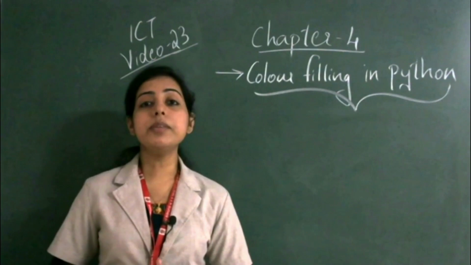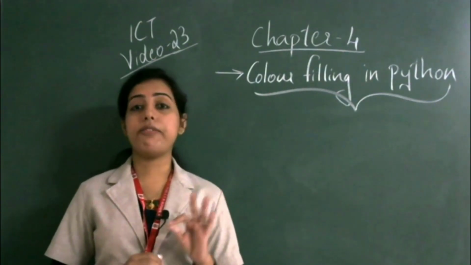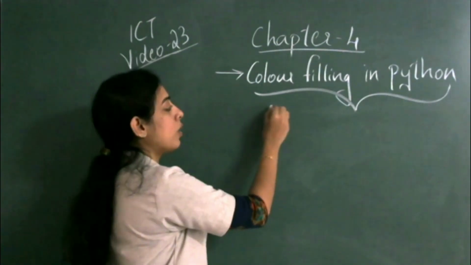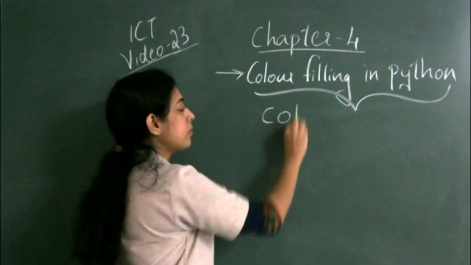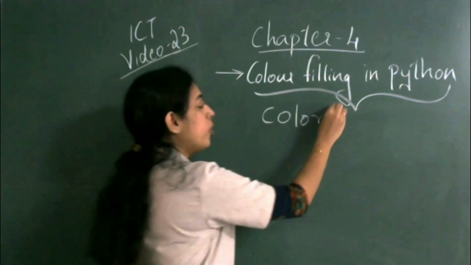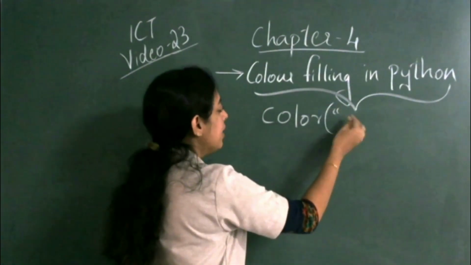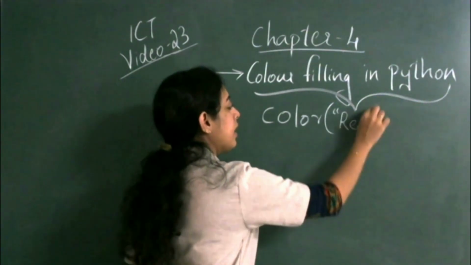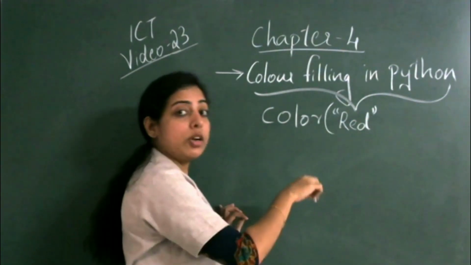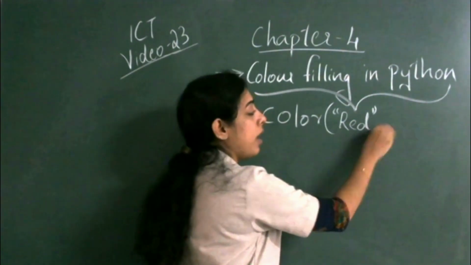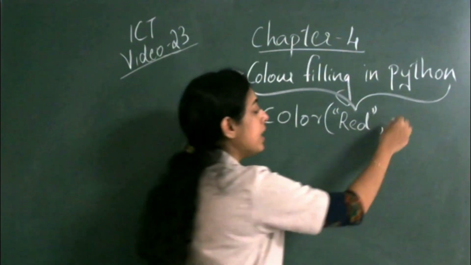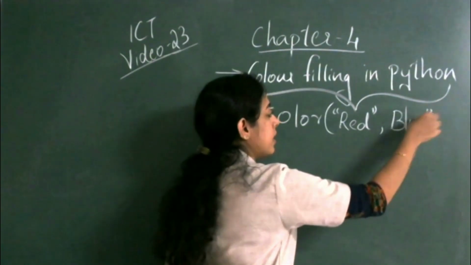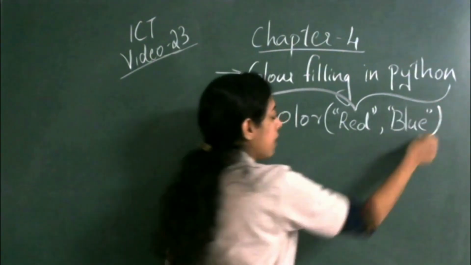For giving such color, you have to study three different code lines. First code line is color itself. Color, put an open bracket, specify the color. I am specifying red. Close the double quotes. After that, put a comma, separated by using a comma. Then specify the next color, blue. Close the double quotes. Then close the bracket.